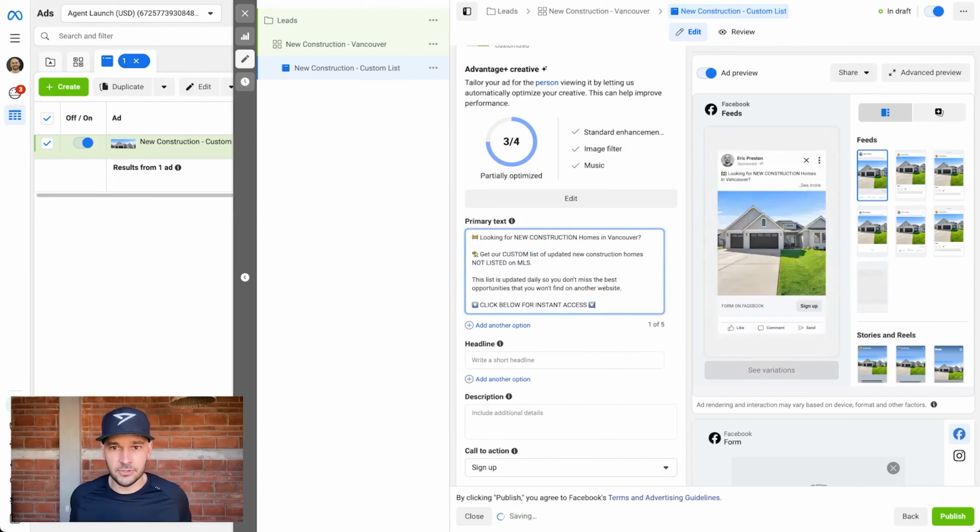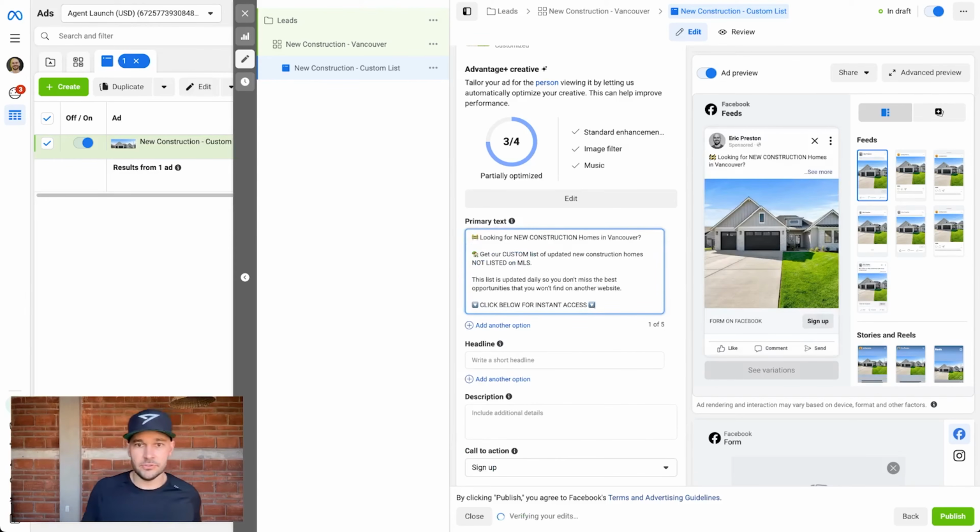So: looking for new construction homes in Vancouver? Get our custom list of updated new construction homes not listed on MLS. The reason new construction works is because they're not on MLS, so a lot of the time you can't just get them on anyone's website. Sometimes they limit inventory, sometimes they're not finished yet. And so that's why a custom list with new construction is a really good type of ad. And this is why it's worked so well for the couple of my clients that have actually been doing this.